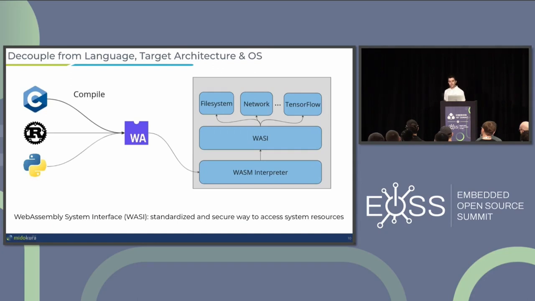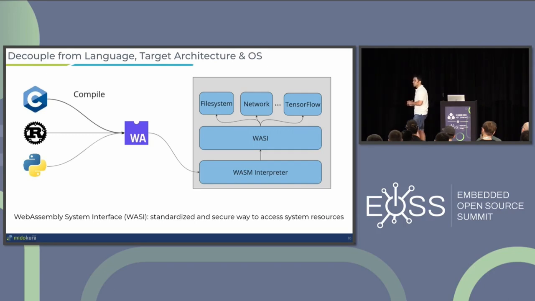Okay. As I was mentioning at the beginning, we want to run applications from multiple languages, in multiple target architectures and multiple OSs. Basically, in this diagram, we are supporting C, Rust, and Python, and we compile this code into a WebAssembly module. Then we have the interpreter compatible with the OS and the target architecture. And then we have other layers.